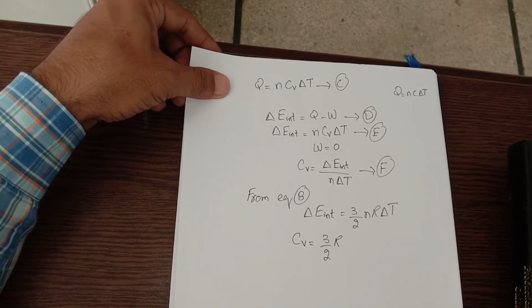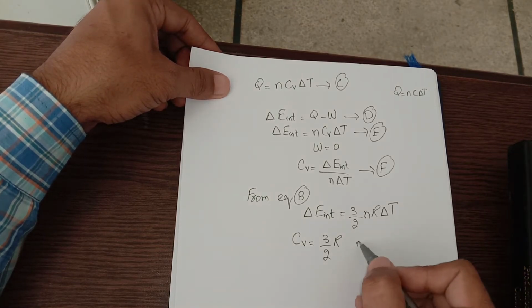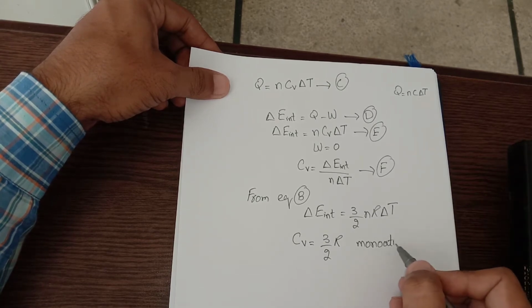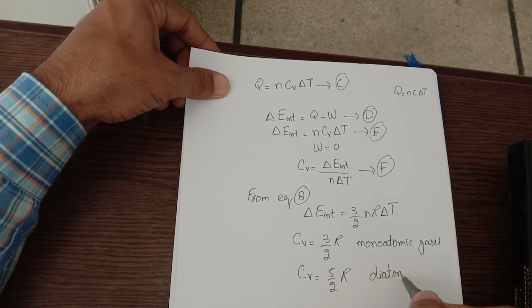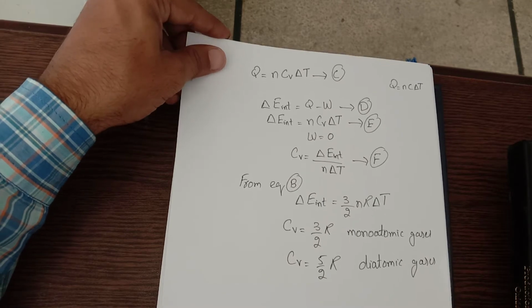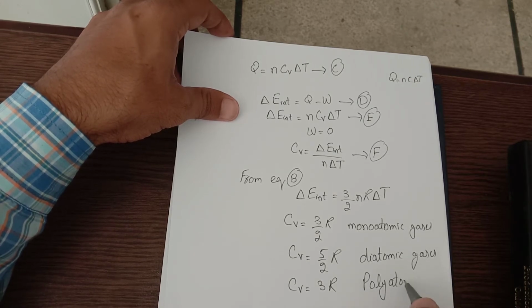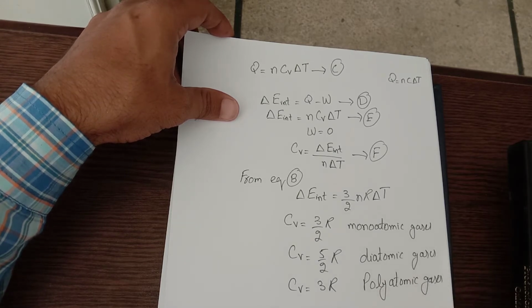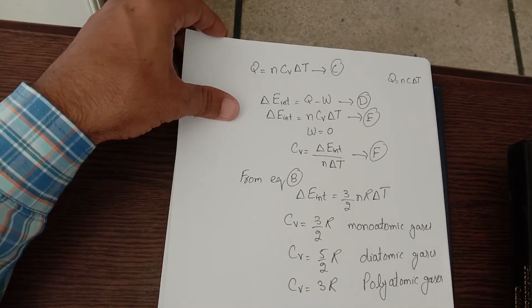However, one thing should be kept in mind, that this is for monoatomic gases only. For diatomic gases, this Cv is equal to 5 by 2 R. And for polyatomic gases, this Cv is actually equal to 3R. There is a table 19.2 in your book where the molar specific heat at constant volume for monoatomic, diatomic and polyatomic gases has been given.